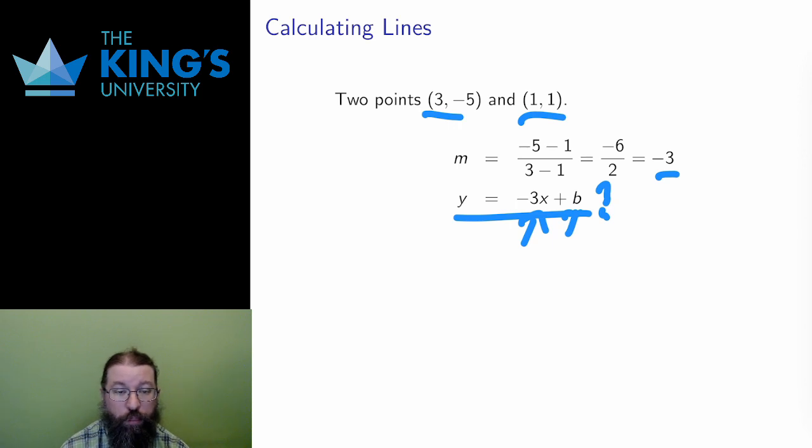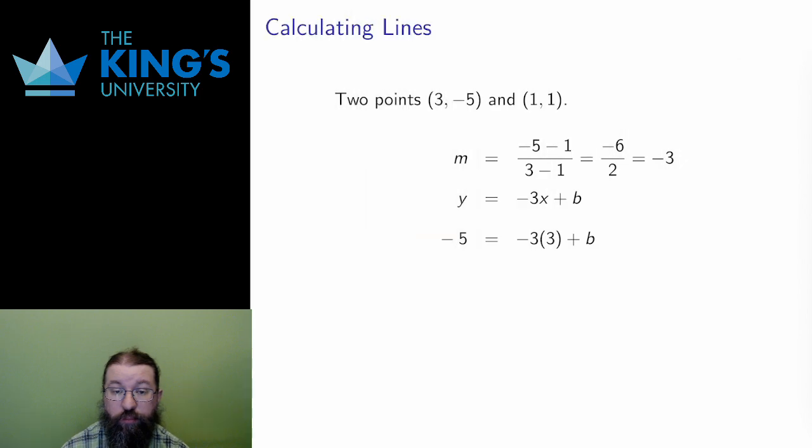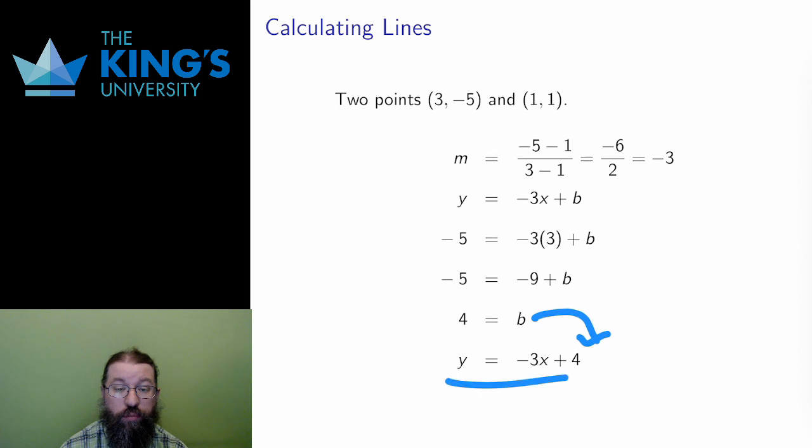In this example, putting 3 in for x and -5 in for y gives this equation. I solve it by multiplying on the right to get -9, then adding 9 to both sides to discover that b equals 4. Now I have the intercept, so I can complete the slope-intercept form. The equation of the line is y equals -3x plus 4. You can check, if you wish, that both of these points do in fact satisfy the equation of the line. Putting in either (3, -5) or (1, 1) will give you a valid equation.